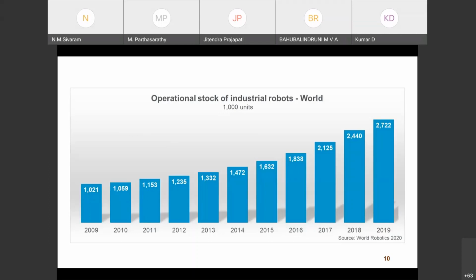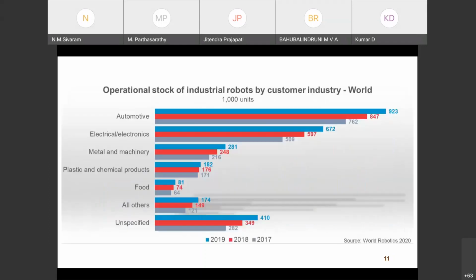You can see from 2000 to 2021, 10,21,000 in 2009, it has reached about 27 lakh odd industrial robots in the year 2019, and the data of 2020 is expected in October. So the operational robots are also on the increase.